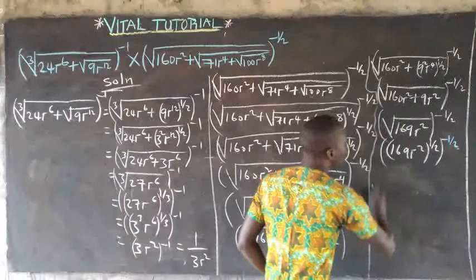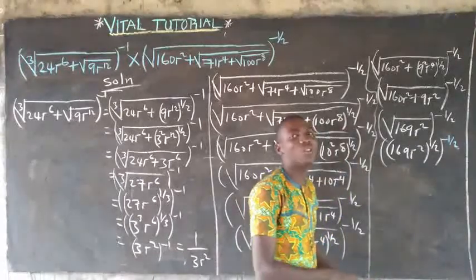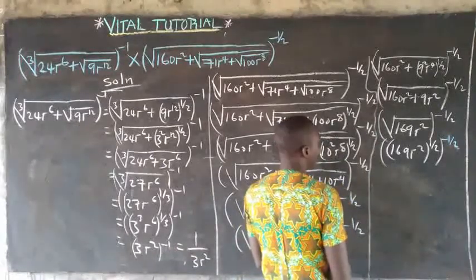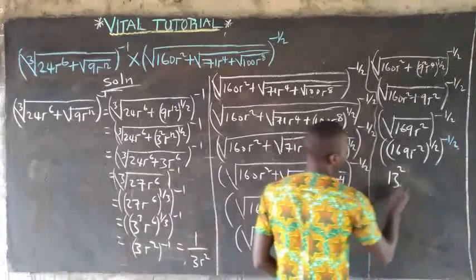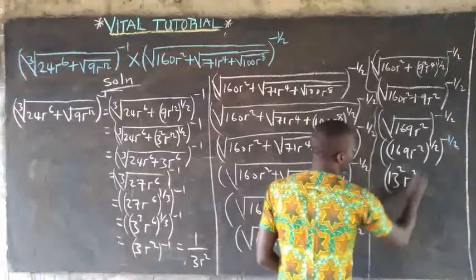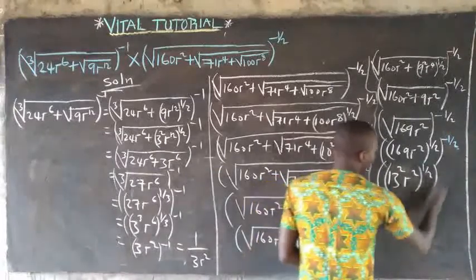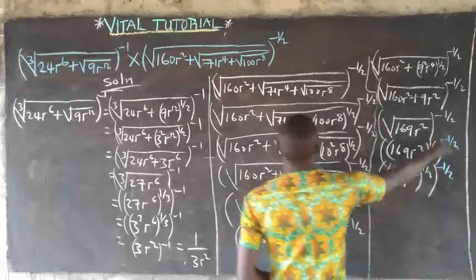And as you can see, 169 can also be written as 13 raised to the power of 2. So this is 13 raised to the power of 2, r raised to the power of 2, everything to the power of 1 all over 2. Then everything again raised to the power of minus 1 over 2. This is in our question.